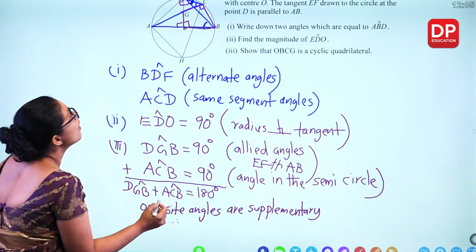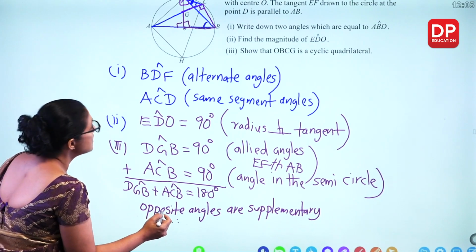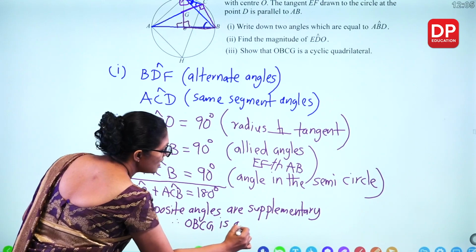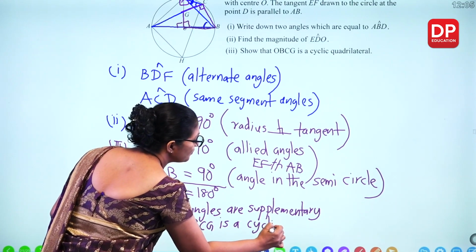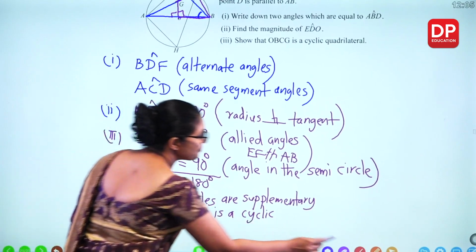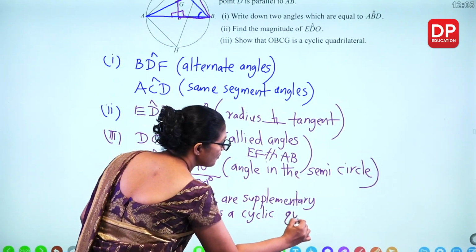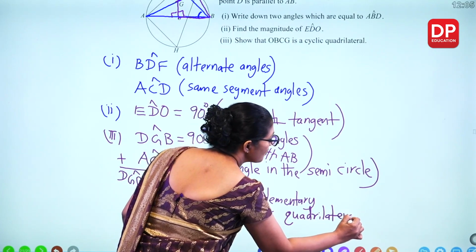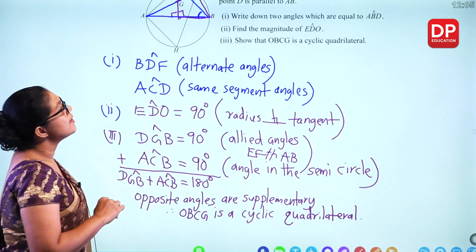Therefore, OBCG is a cyclic quadrilateral. So that's the third part.